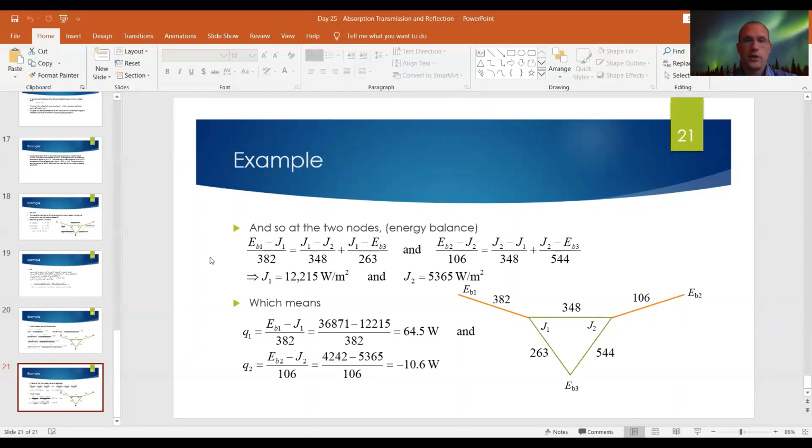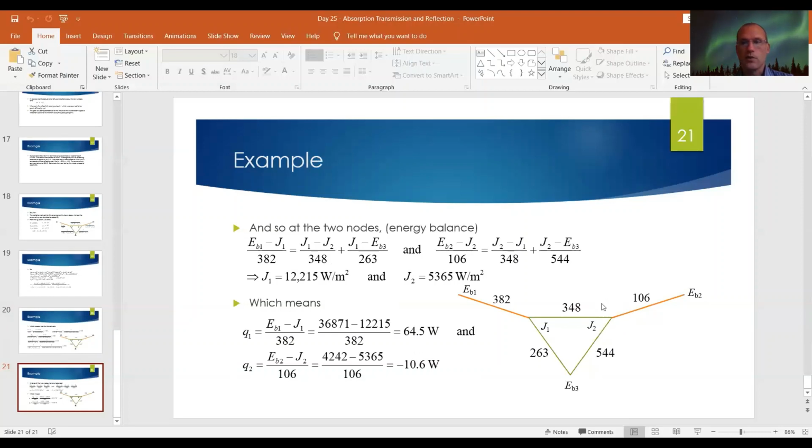Now again, I can look at my two nodes and do an energy balance. So at this node right here, I have EB1 minus J1 coming in. So EB1 minus J1 over 382 equals whatever goes out. Going out, I have J2 minus J1 over 348. That's one option. I also have J1 minus EB3 over 263. That's my second option. So here's equation number 1 essentially for J1 and J2. I know my EBs, and so the only unknowns in this equation are J1 and J2.